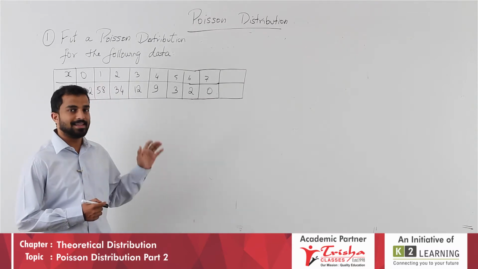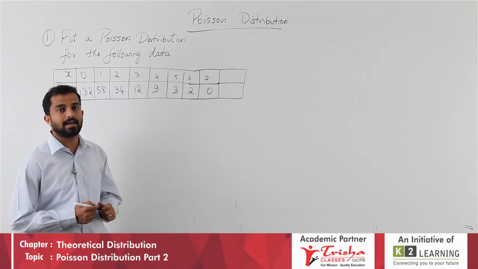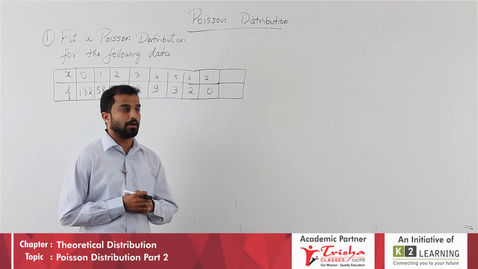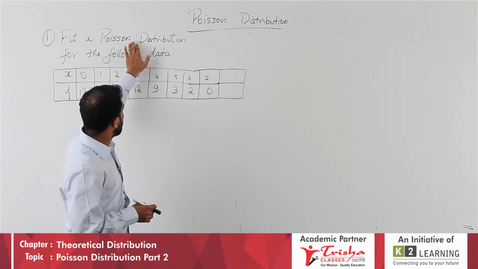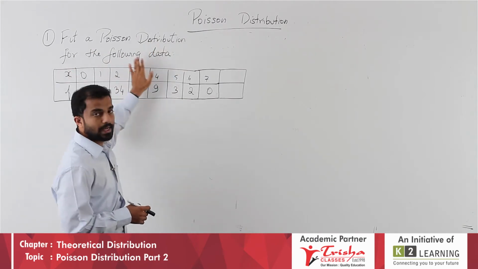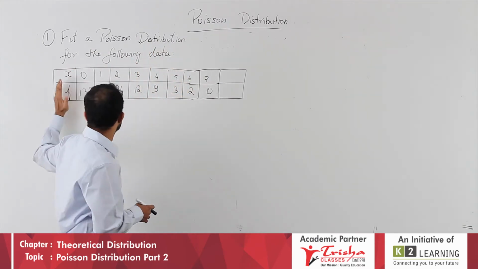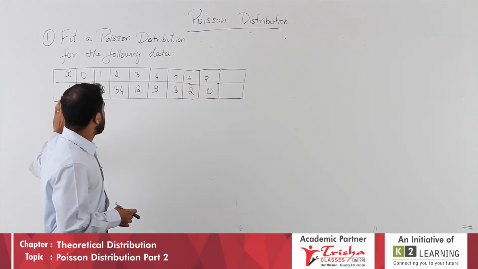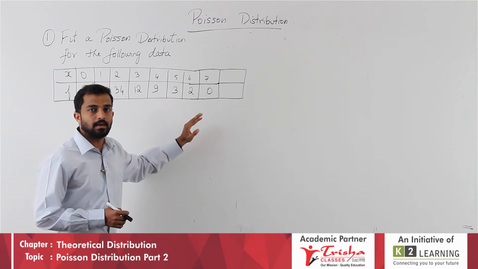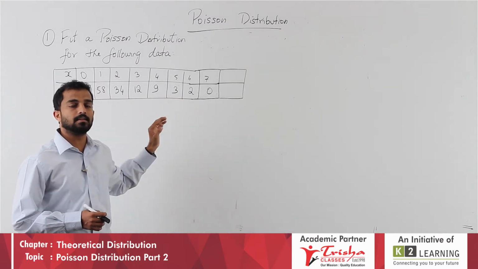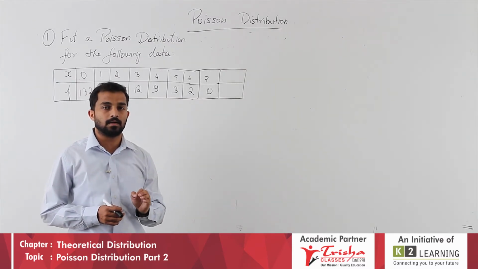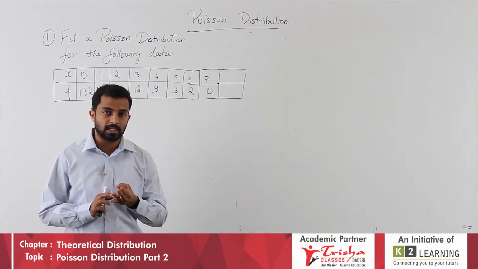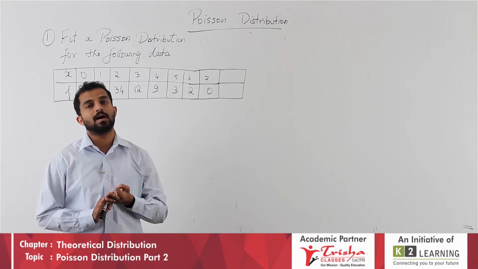So students, here is a sum based on recurrence relation of Poisson distribution. This is how it will be given for your exams. Fit a Poisson distribution for the following data, and the data is given here. X is 0, 1, 2, 3, 4, 5, 6, 7. Frequency is given respectively here. To understand, students, the first step is nothing but to find out what is n, as well as to find out summation x, and then to find out the mean.